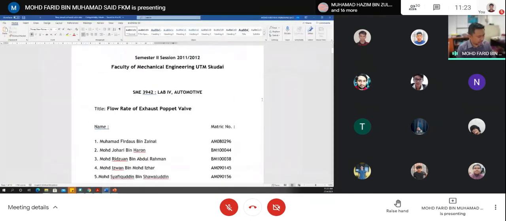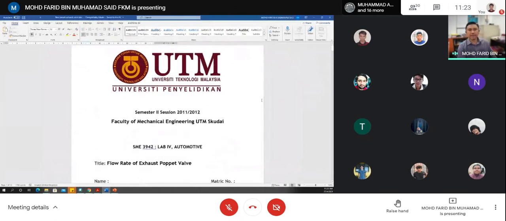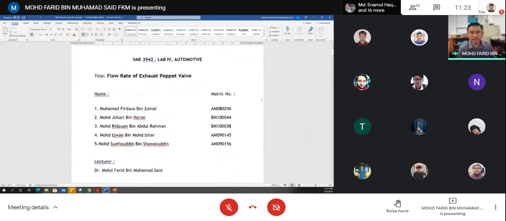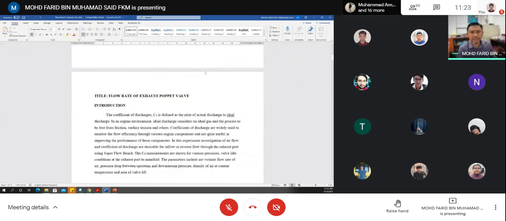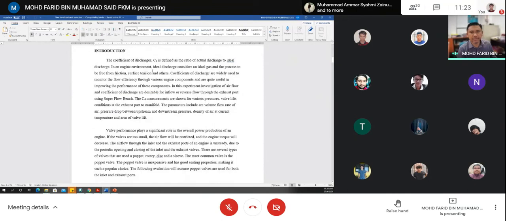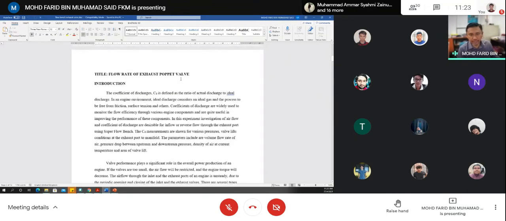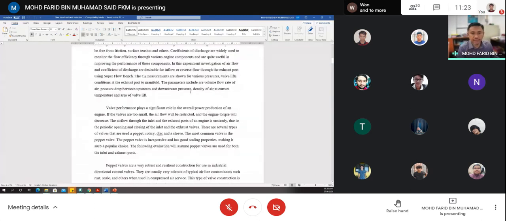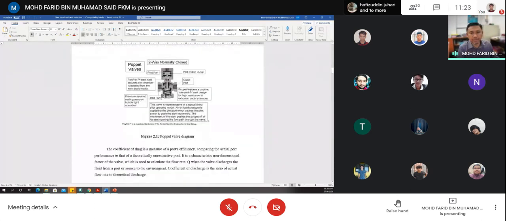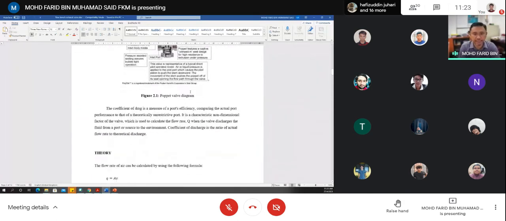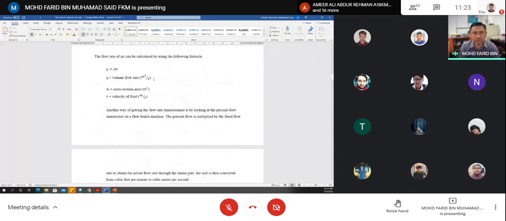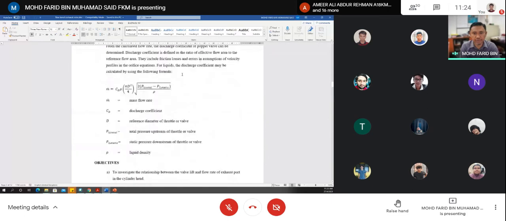So this is some of the example, the module or the report that you need to submit. So this is the report. On the first page, put your members' names, and then the introduction you can discuss. But this is not on engine. This is more toward the exhaust valve flow test. Put the introduction, probably some of the schematic diagram, and then maybe on the theory part, if you want to put the theory.